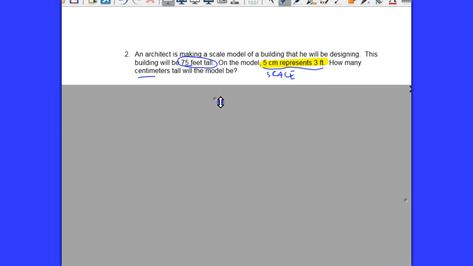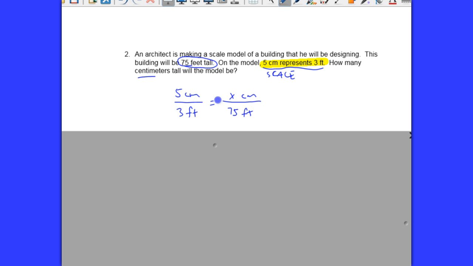So the first thing we would do is set up our proportion. Again, allow me to point out that this side of the proportion, I put 5 centimeters over 3 feet because that was my scale. Always start with that and the problem becomes really easy. All right, there's my scale. 5 centimeters is 3 feet. Notice how I wrote the labels down with it. You should have done that as well. And it's equal to x centimeters. That's what I'm trying to find. How many centimeters is 75 feet?